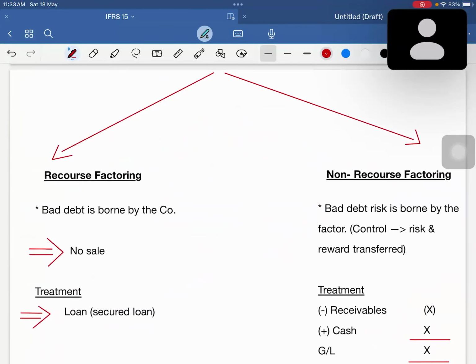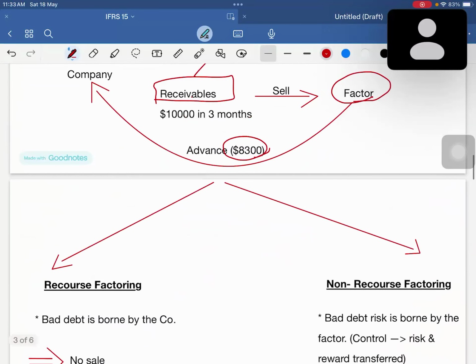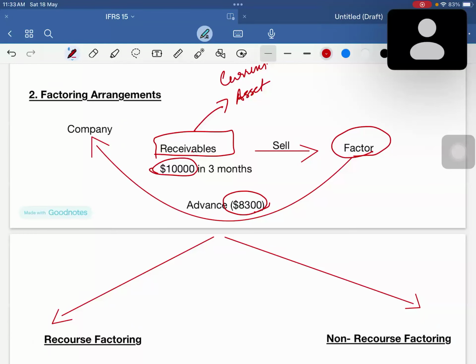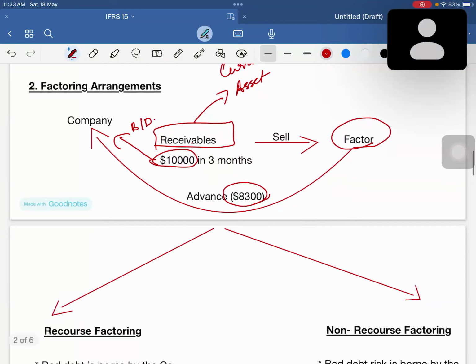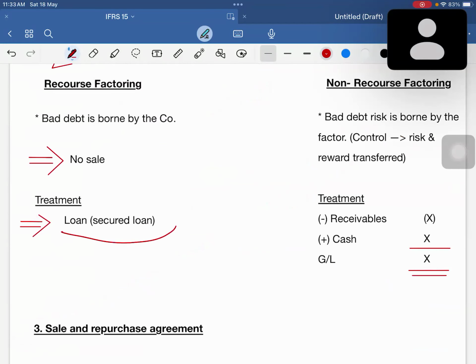One is the recourse factoring and the other is the non-recourse factoring. Now, under recourse factoring, the bad debt is going to be borne by the company itself. That means if the company sells this 10,000 to a factor and there is any bad debt, the company itself is going to bear that. Clear? So that means the sale has not actually happened, right? You're not going to sell the receivables. This is actually a system of loan. Understood? So it is a secured loan. It is not going to be treated as a revenue.